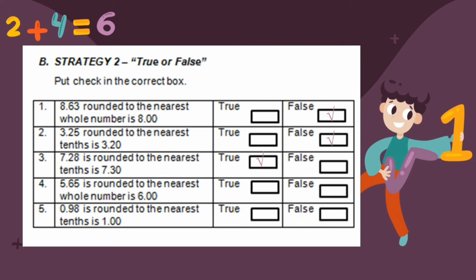Okay, very good. The correct answer is true. Next, number 4. 5.65 rounded to the nearest whole number is 6. True or false? Okay, correct. The answer is true. Last number. 0.98 rounded to the nearest tens is 1. True or false? Okay, very good. The correct answer is true.